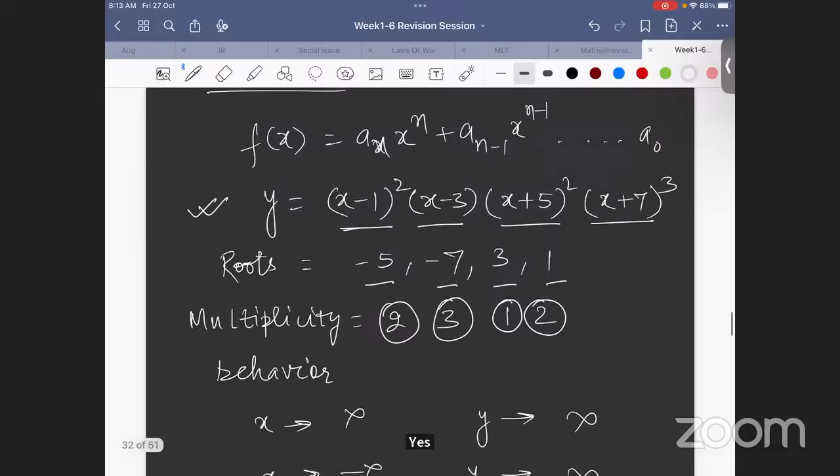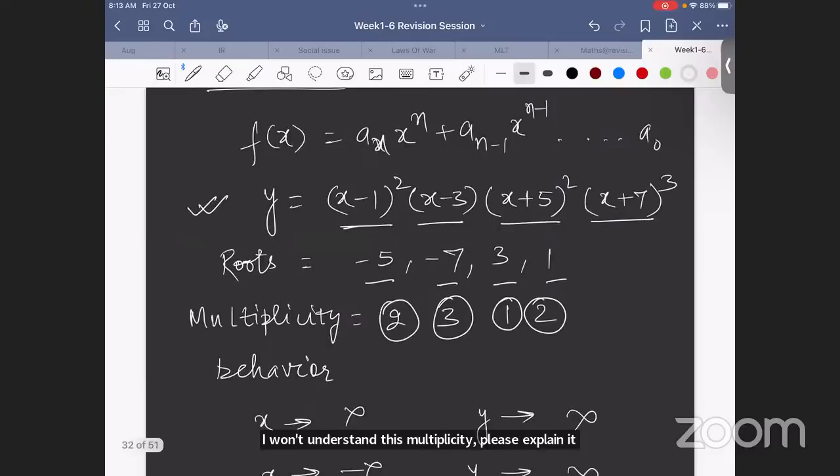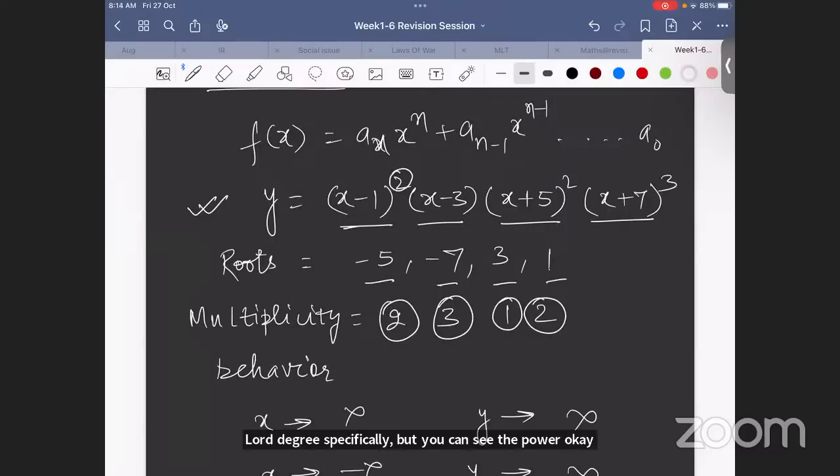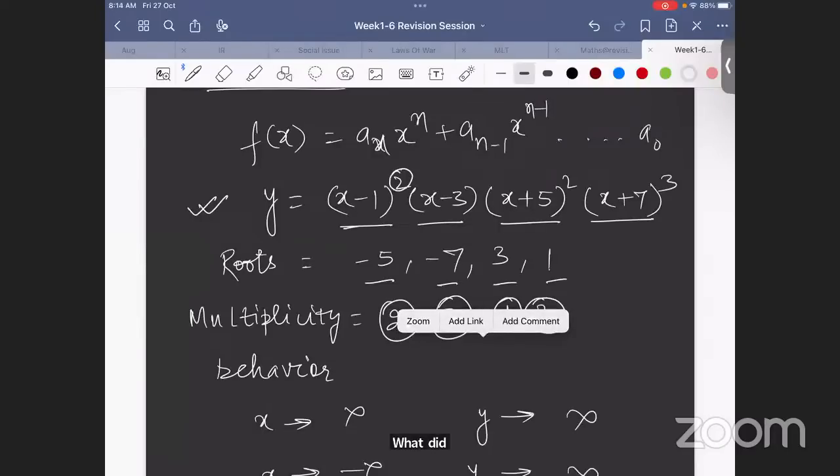Multiplicity for any point, for example at x equals 1. x equals 1 is a root of this polynomial, is this clear? You can check the power at that value, the number of times the root is repeated at x equals 1. Two times it is repeating, right? The degree of this polynomial is 8, that I'll discuss.